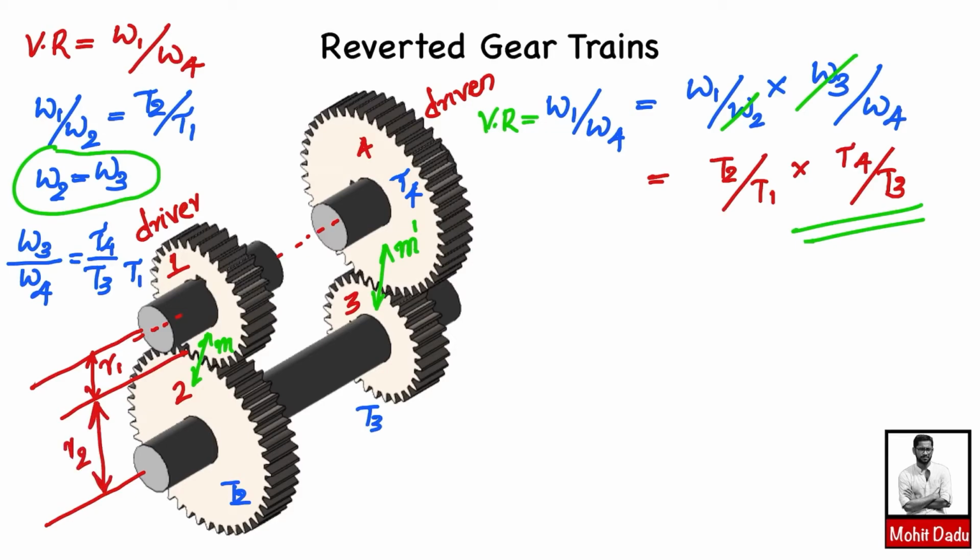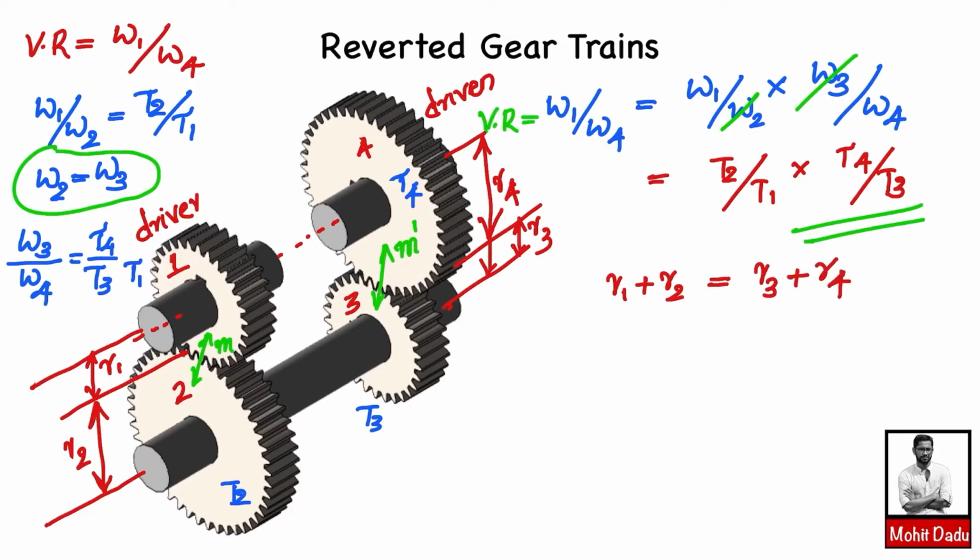So R1 plus R2 will be the center distance. Similarly, you can calculate the center distance between these two gears, that is, these two shafts, and for that this distance will be equal to R3 and this much distance will be equal to R4. That means from here you can write R1 plus R2, the center distance between shaft 1, the input, and the common shaft, is the same as R3 plus R4, where R4 is the output gear which is coming on the output shaft.